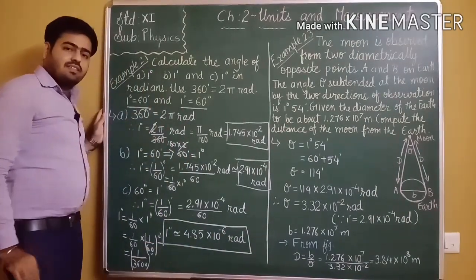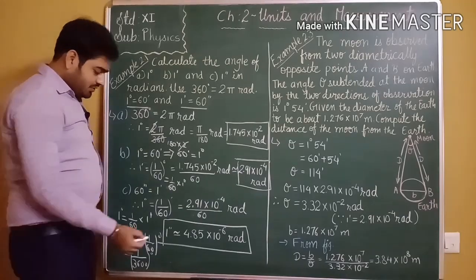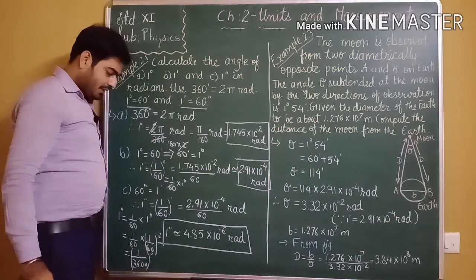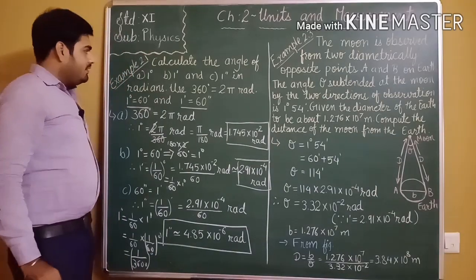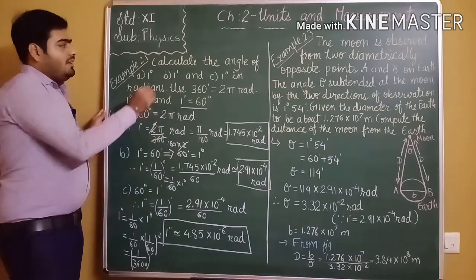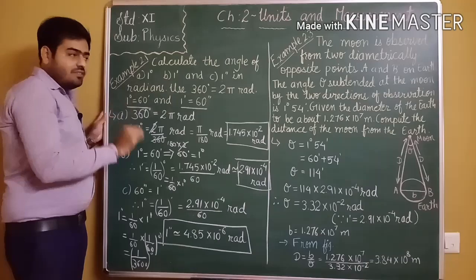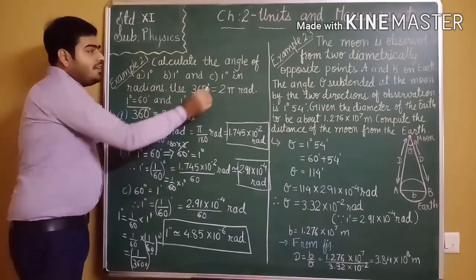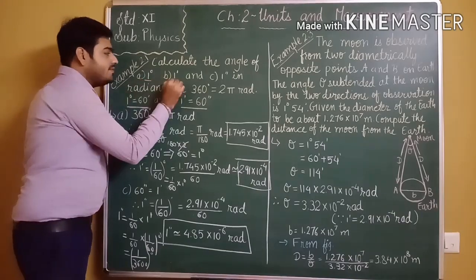This is an important relation. Whenever we have to convert second into radian, we can directly use 1 second is equal to 4.85 into 10 raised to minus 6 radian. Here they are asking us to convert degree into radian, minute into radian, and second into radian. All these are angles.